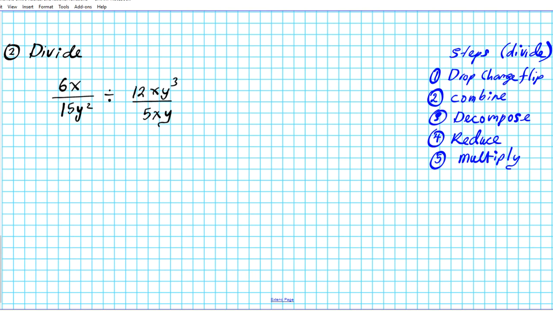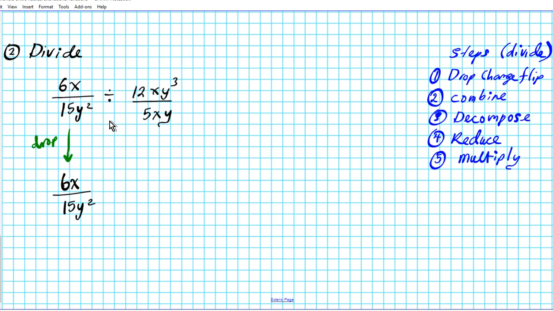Okay, so let's do it. So we're going to drop, change, flip. Let me show you what that looks like. So drop involves just bringing down the dividend rational expression. So you just drop that down. So that remains unchanged. 6x over 15y squared.